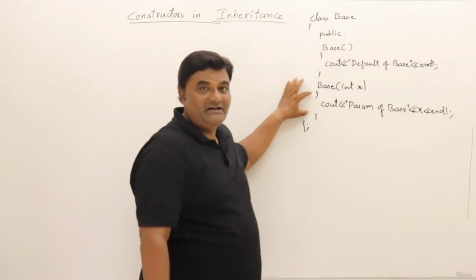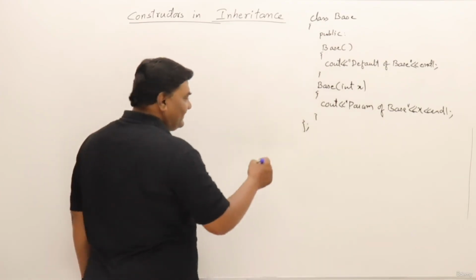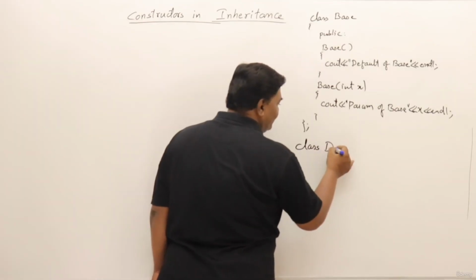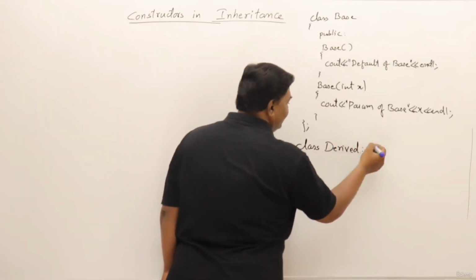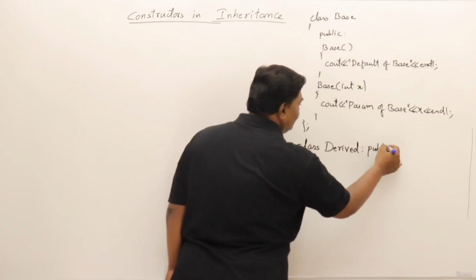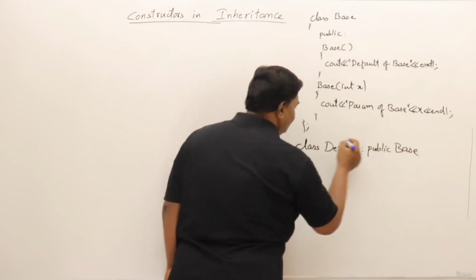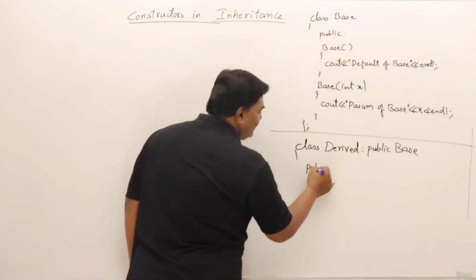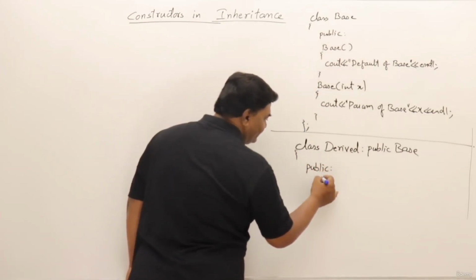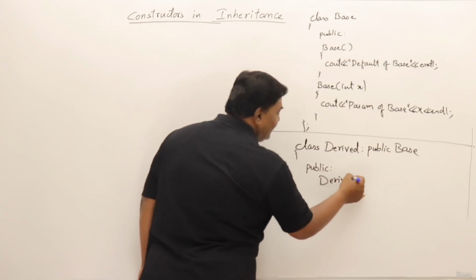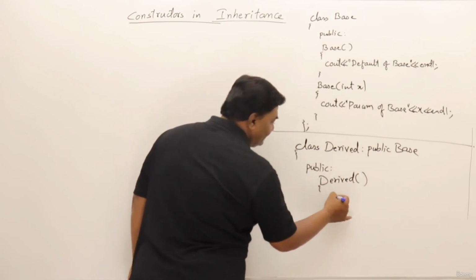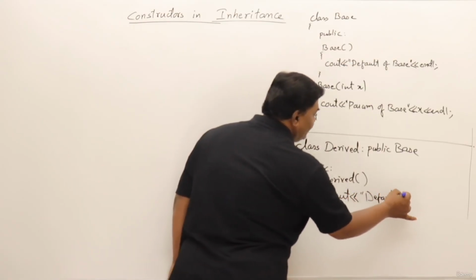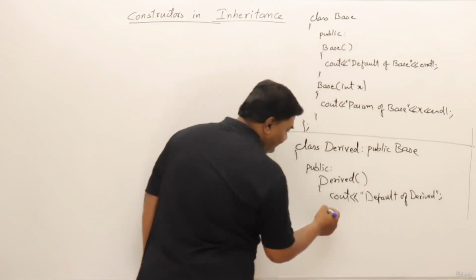One is the parameterized constructor. Then I will write a class derived, that is inheriting from base, class derived, which is inheriting from base, that is public base. So I'll separate a line here. Now, inside this, I don't write any other members, just constructors. So the first constructor is derived, the default constructor, that is the non-argument constructor. And inside this, I will simply say cout default of derived.